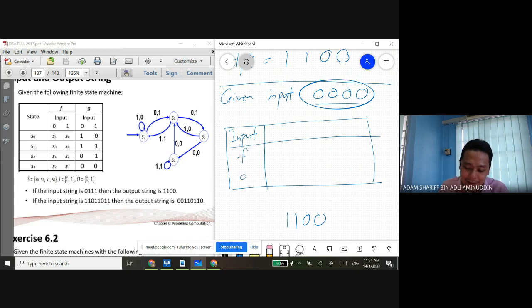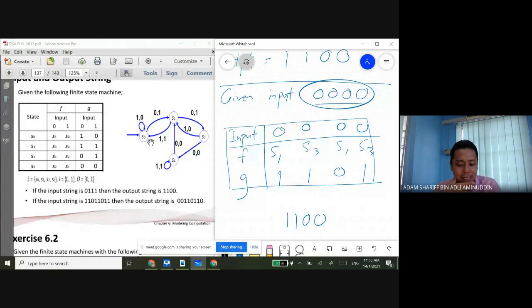Okay, F, G. Kalau input 0 0 0 0, okay? Kalau dia 0, dia akan pergi ke S1 and the output is 1. 0 lagi, dia akan pergi ke S3, the output is 1. 0 lagi, dia pergi ke S1. The output is 0. And 0 lagi, dia pergi ke S3. The output is 1.